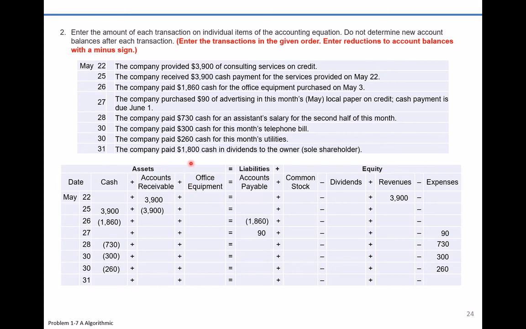It says the company paid $1,800 cash in dividends to the owner, the sole proprietor. So the company paid $1,800 in cash for dividends. What accounts will be involved in this transaction? See if you can figure this one out. Well, hopefully you said cash and also dividends. What's going to happen to cash? Is it going up or going down? It's going down by $1,800. And what's happening to dividends? It's going up by $1,800 as well. Alrighty, so those are some tough transactions. Be sure you go back and take a closer look at the video here.